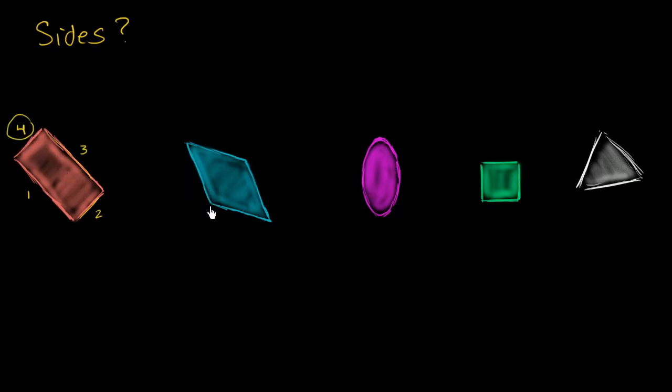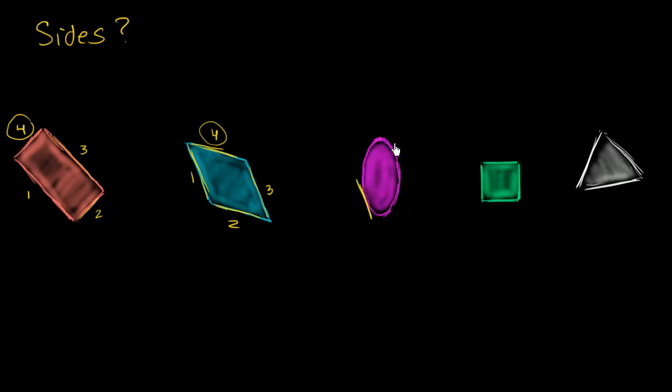Okay, well, let's see. This one, well, same idea. This one also looks like it has one, two, three, and four. Four sides. What about this one? Okay, well, this one, actually, this is interesting. This one actually has no corners and it has no sides. There's no straight edges over here. This thing is all curved.